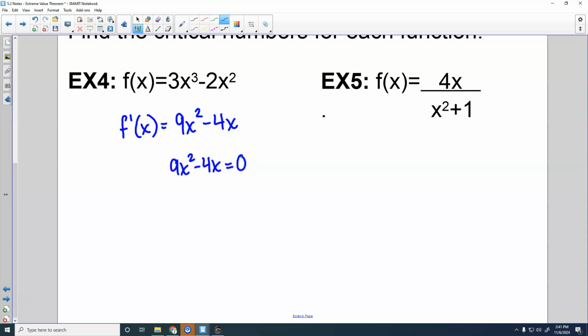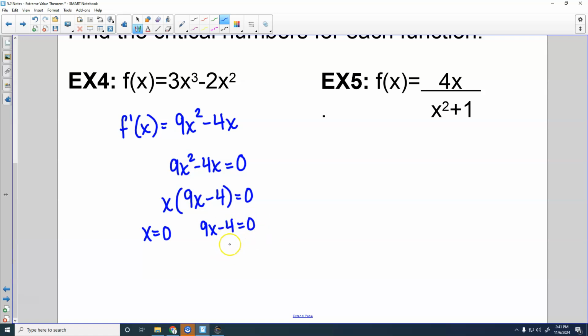How do you solve that? Very good. You take out a GCF of the x. Don't divide by an x. That'll make you lose an answer because there's actually going to be 2 answers here. Because once we factor out that GCF, either one of these could equal 0. So we will have x equals 0 and 9x minus 4 equals 0.